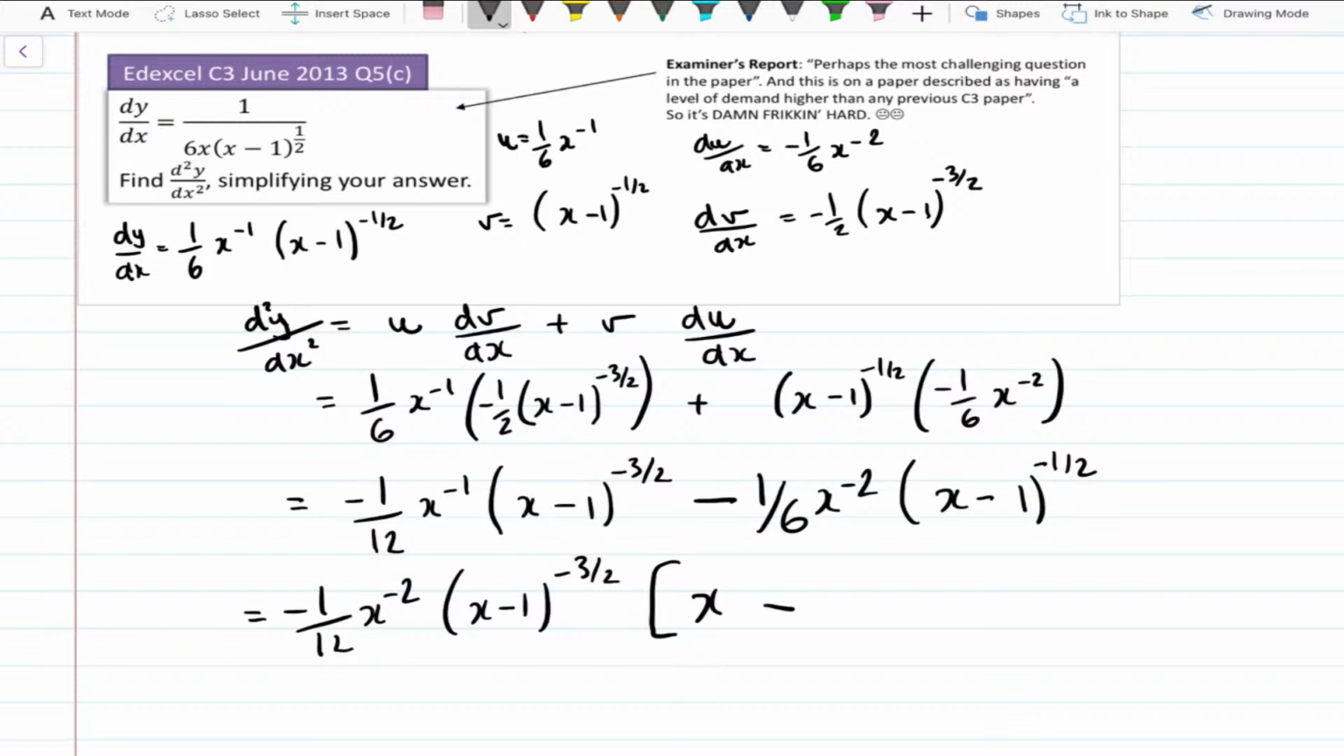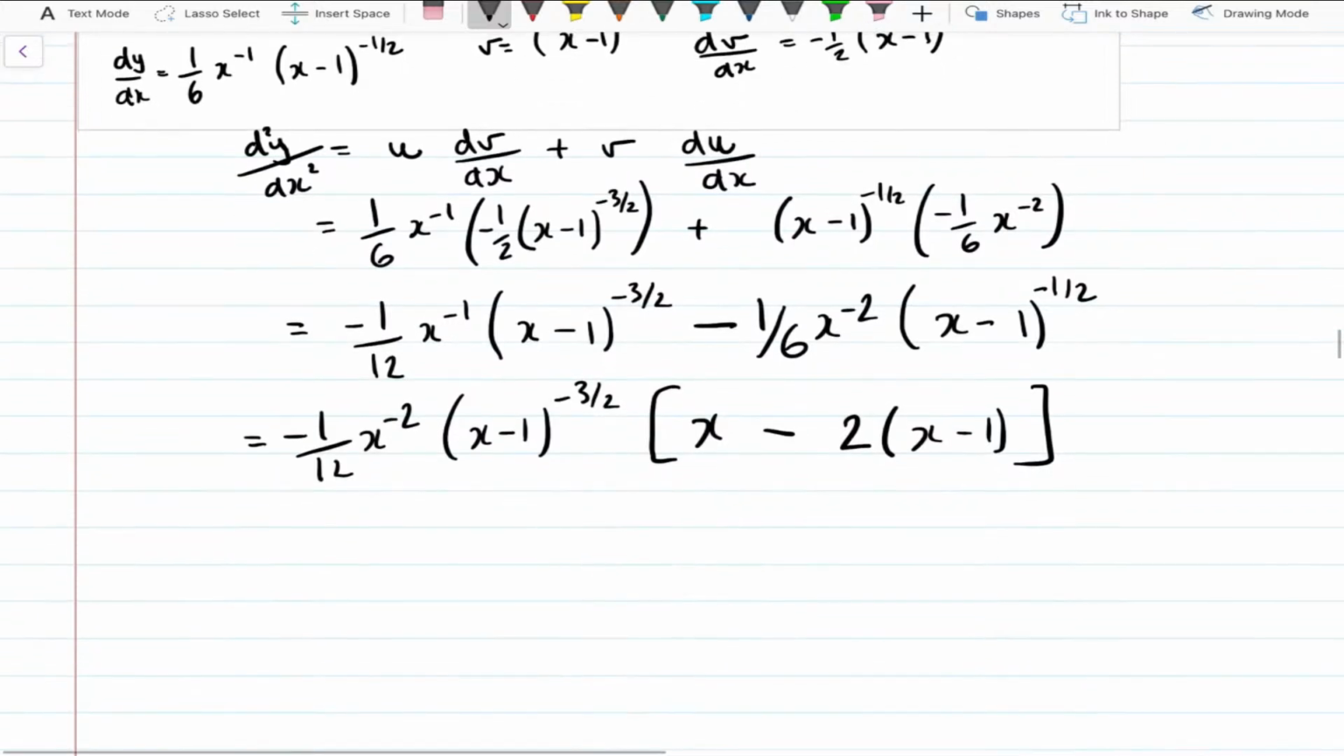Minus, well, what do I need to times that by? It's going to be the 2, because I need to double that, don't I? So if I take out a 12 from that, it's going to need to be double this. So it's going to be 2 times x minus 1 all to the power of 1. So if I take that out, it's going to be to the power of 1. Yeah, I'm getting there now.